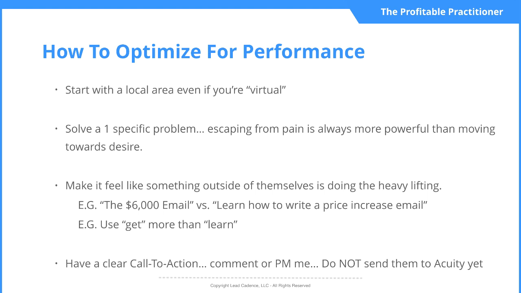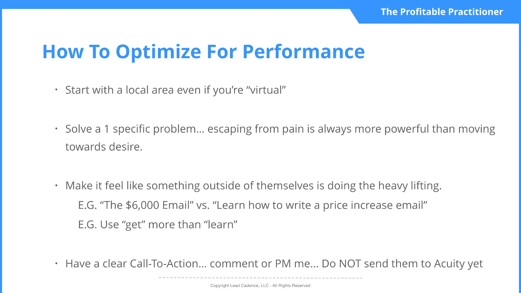So if you were to get the 6K email, that's almost something you can visualize, you could hold it. It's something tangible. But if I was just to say, hey, come into this program and as a bonus, you're going to learn how to write a price increase email, which is really what the 6K email is. It's an email to say, hey, we're raising our prices and you can get it at the old price.